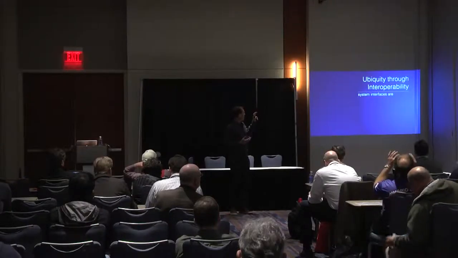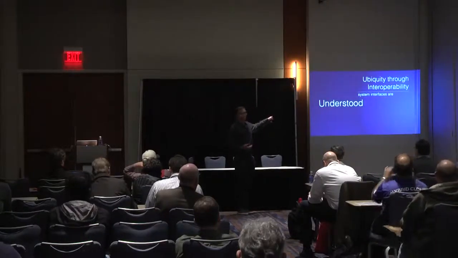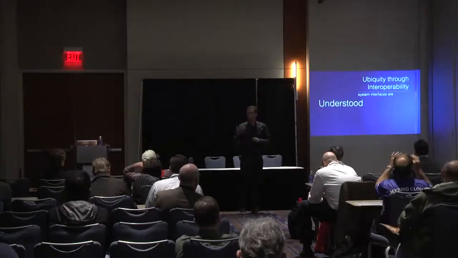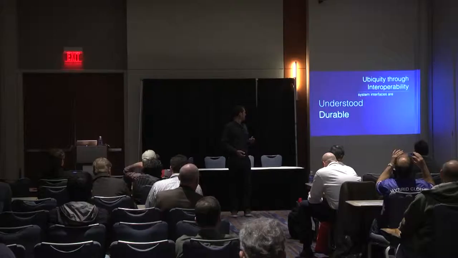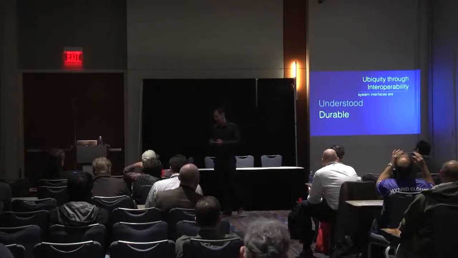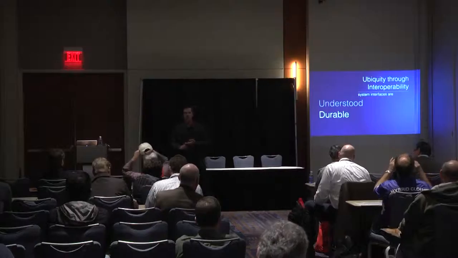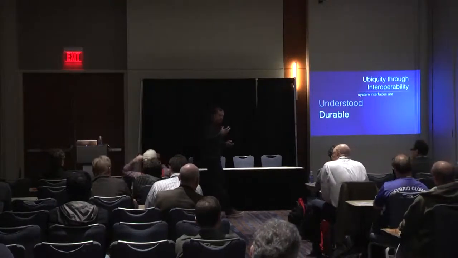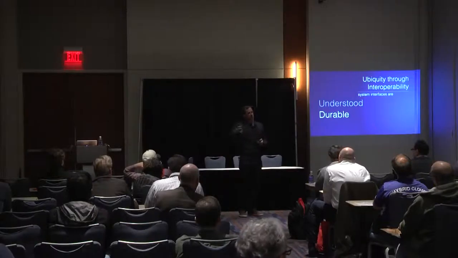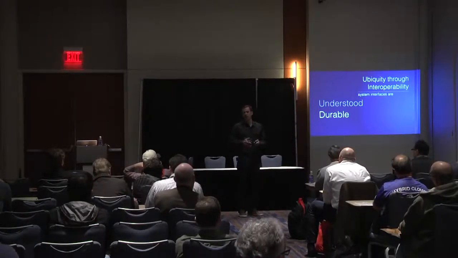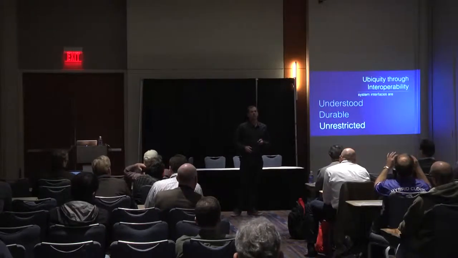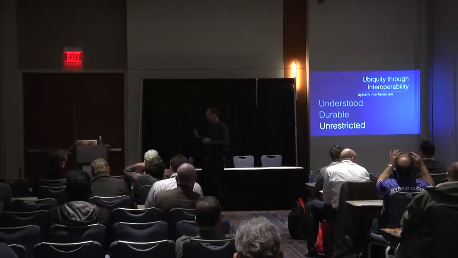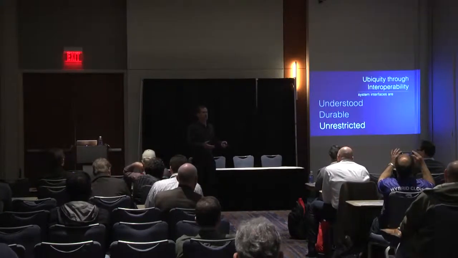But an interoperable system is one whose systems interfaces are understood. So you have interfaces that anyone can look at and they can understand them, they can test them, they can do things against them, and they can use them. The interfaces are durable. This isn't just at the time you're using it, but also for the future. They're interfaces that you can expect to be here now and you can expect to be there in the future, so that you can keep using them and you're not going to have accidental breakages across your systems. And they're also unrestricted, that anybody can come along and if they have access to the system, they can use the system.